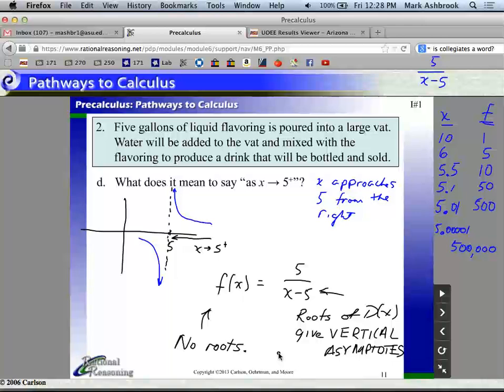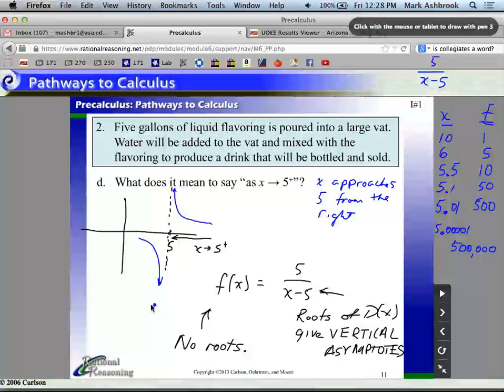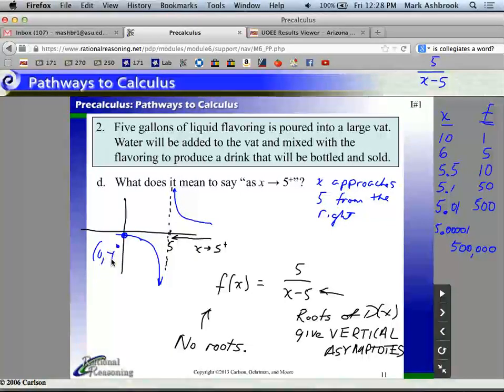What about the y-intercept? What will the y-intercept of this function be? Do it. What do you get? What's the y-intercept? -1. Plug in f of 0, right? Plug in 0 for x. So 0, -1 is the y-intercept.